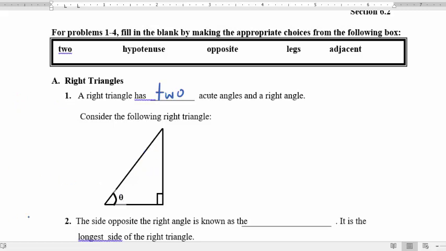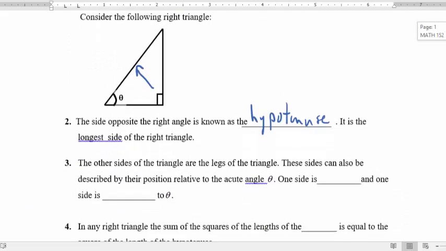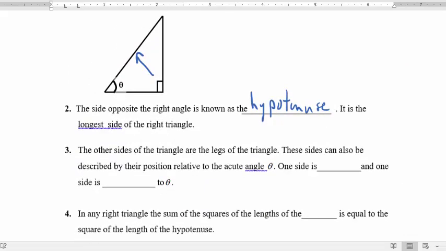And the side that's opposite the right angle, that's going to be called the hypotenuse, and it's the longest side of the triangle, so that's important to keep in mind. The other sides of the triangle are the legs of the triangle. These sides can also be described by their position relative to the acute angle theta.